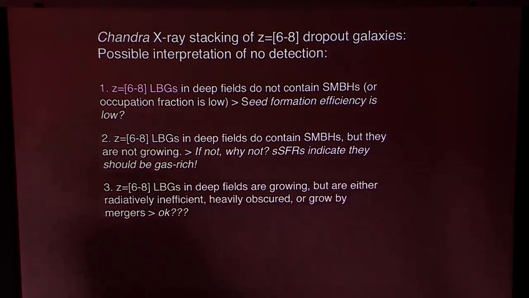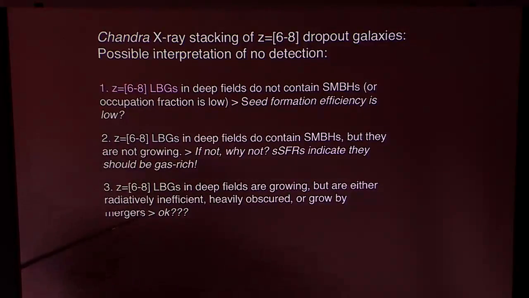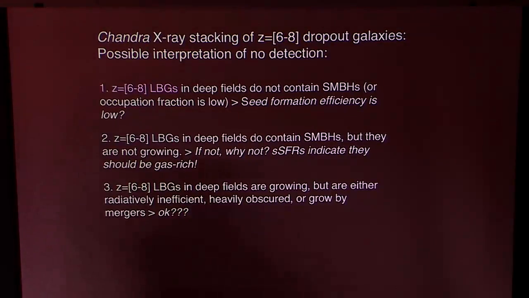Okay, the black holes in Lyman break galaxies are growing, they're accreting, but they're radiatively inefficient, or they're heavily obscured, or they grow by mergers. They grow by some completely other process. So I put down question mark, question mark, question mark, because if that's the case, how do we make progress? It's not clear. It's even worse, because if they're growing by mergers, then there's no radiative signature of merger.